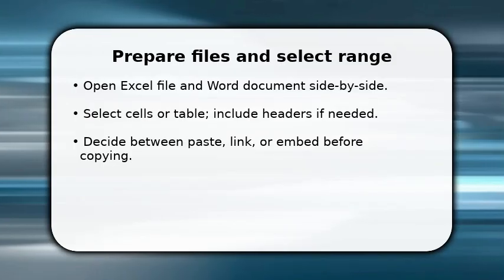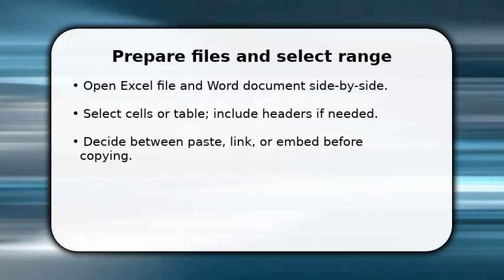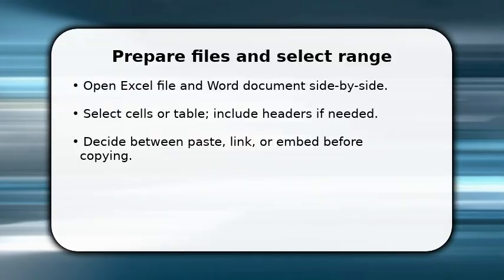You start by opening the Excel workbook and the Word document you will use. Select the exact cell range or formatted table you want. Include headers when they clarify meaning. Once selected, press Ctrl+C or right-click Copy.